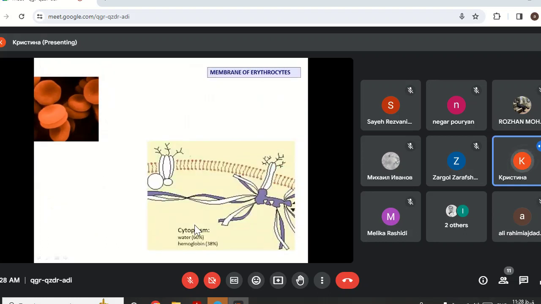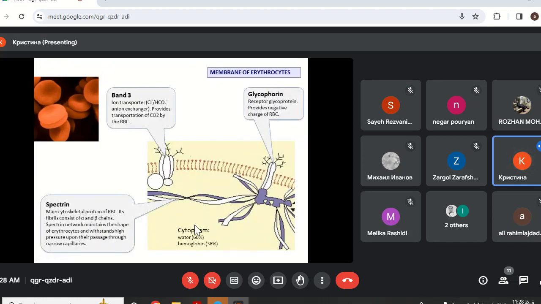Now, the membrane of erythrocytes includes such proteins. So here we have the membrane, and cytoplasm inside. Cytoplasm consists of water and hemoglobin. No organelles are present inside the erythrocyte, just hemoglobin dissolved in water. And this is the membrane of the erythrocyte.